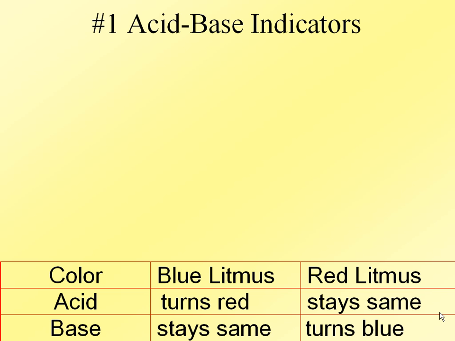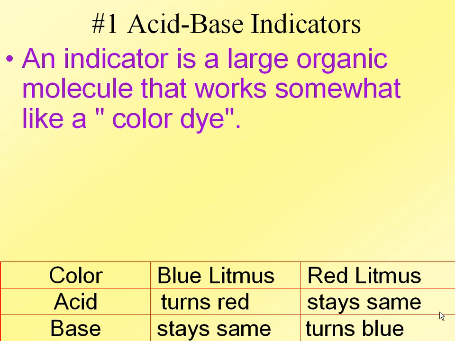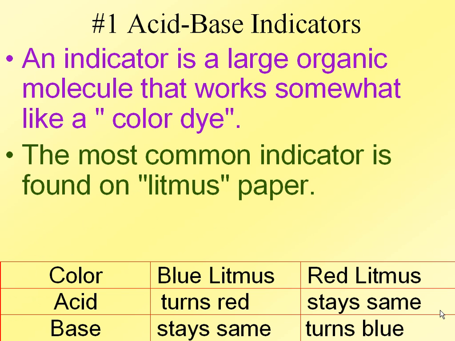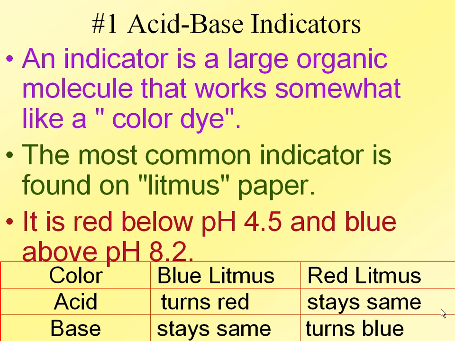Acid-base indicators. An indicator is a large organic molecule that works somewhat like a color dye. The most common indicator is found on litmus paper. It is red below a pH of 4.5 and blue above a pH of 8.2.